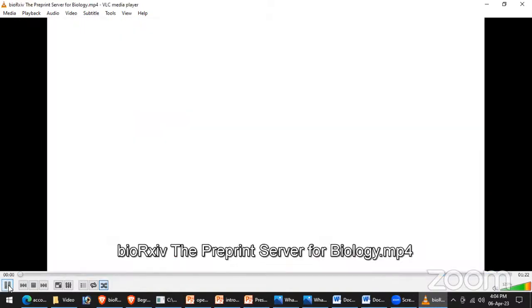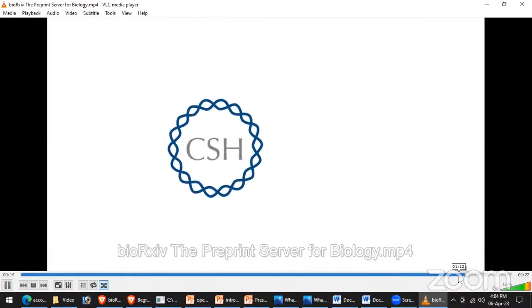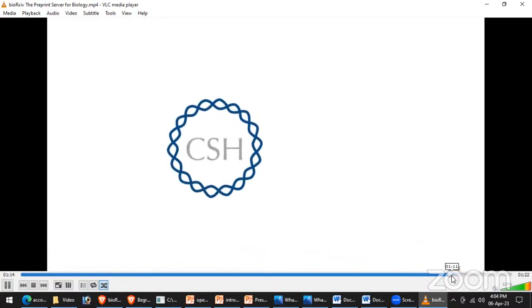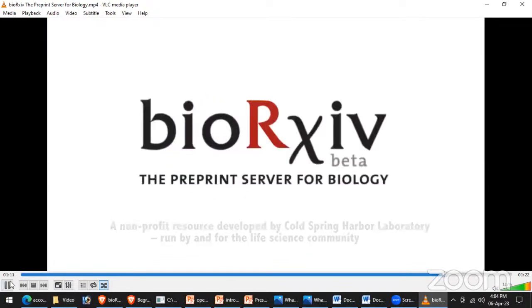See here, it is saying preprint server. Is that audible to everyone? Yes, ma'am. हाँ, तो यहाँ पे preprint server. This is your preprint. Is that clear? थोड़ा सा refreshing हो गया होगा आप लोगों को.